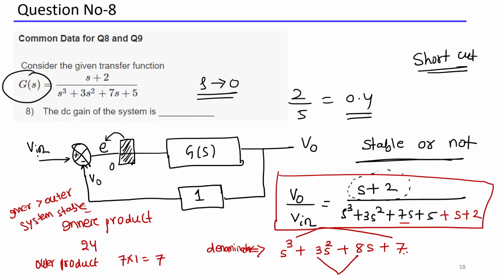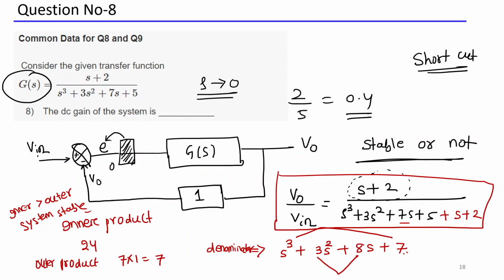Don't do any RH criterion, don't do any Bode plot, don't do any root locus. By looking at the question, you can directly say that the system is stable. If the inner product is greater than the outer product, the system is stable. If the inner product equals the outer product, the system is marginally stable. And if the inner product is less than the outer product, the system is unstable. If a system is unstable, then you have to add a compensator or a controller to make the system stable. That part we will do in the upcoming sessions.